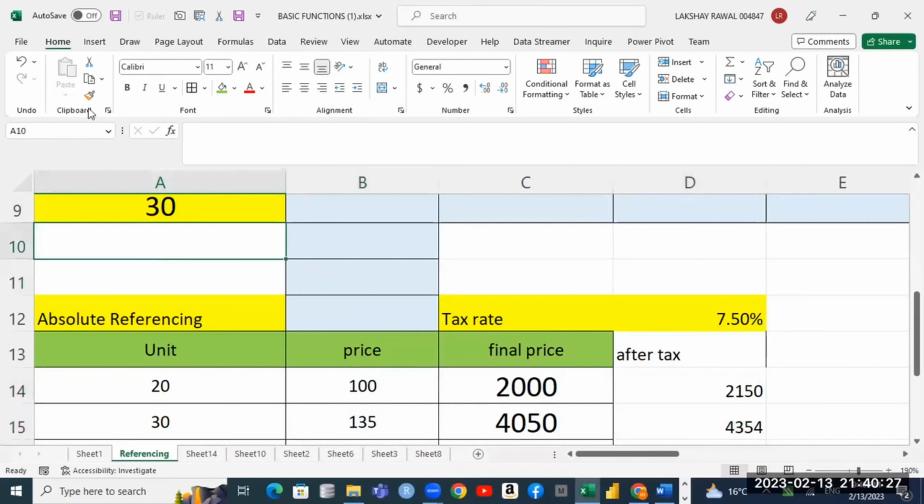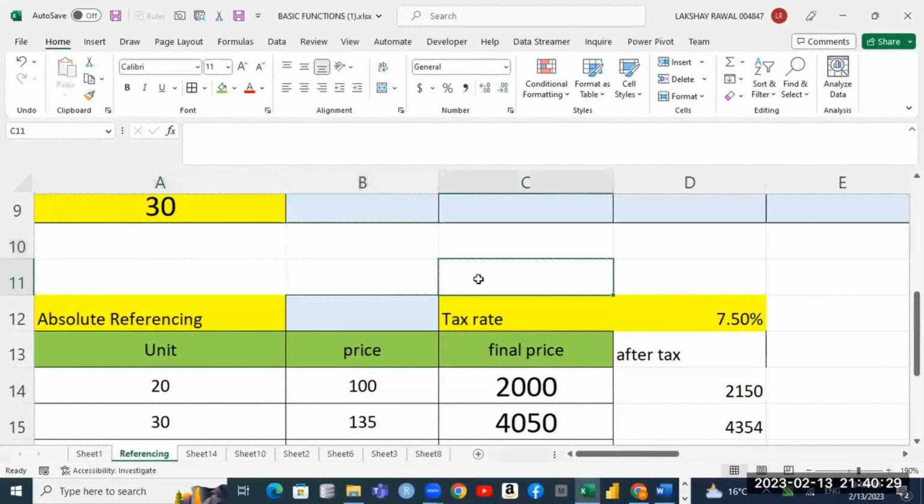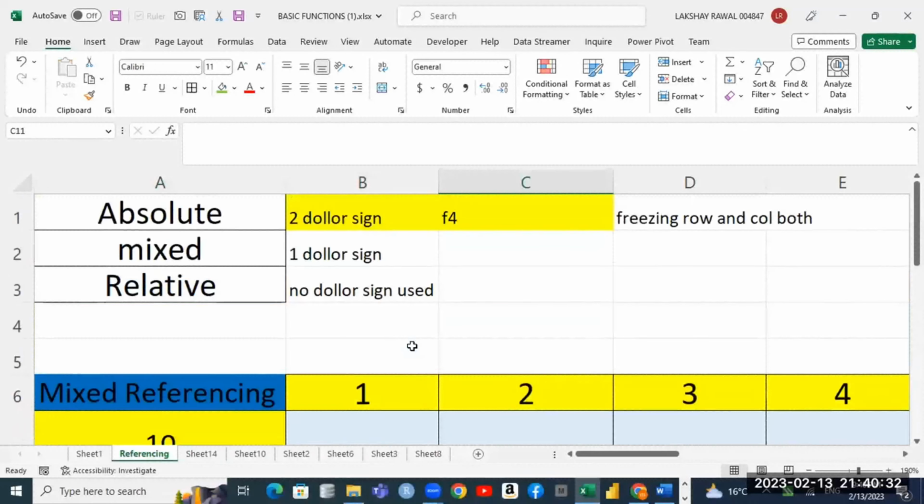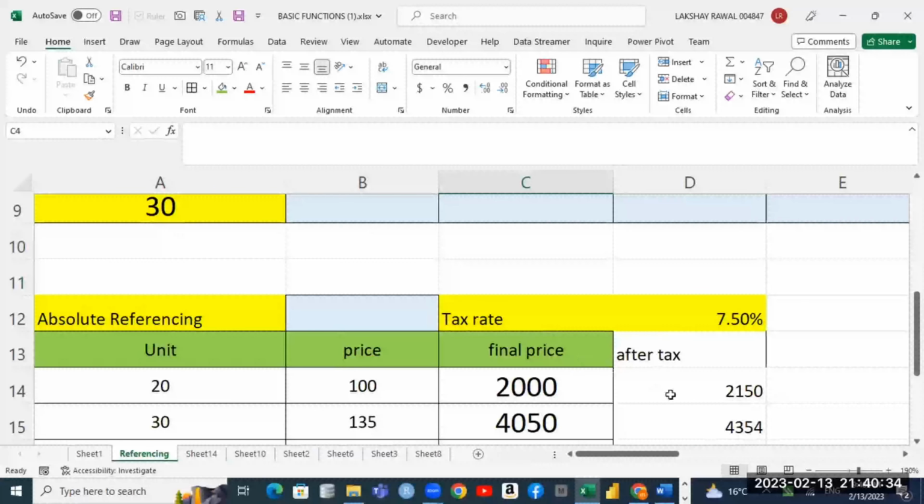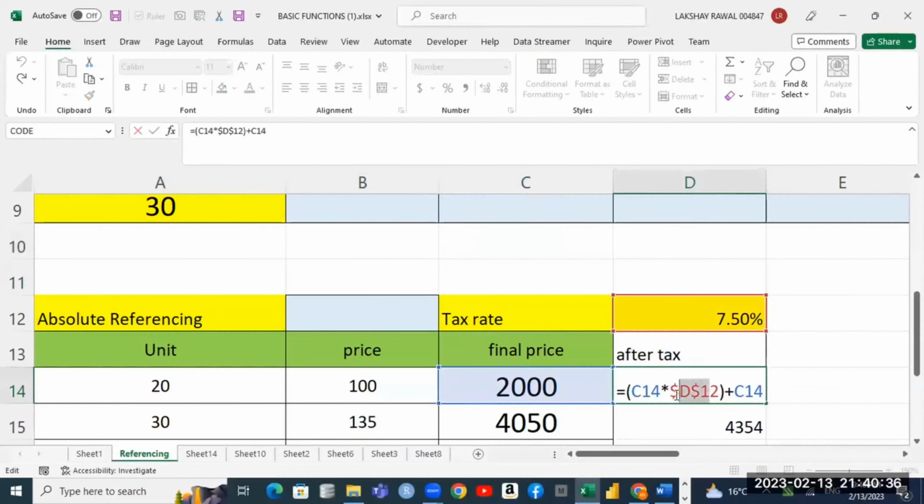Ma'am, how to freeze? There are two ways to freeze. One is the longer method. In the longer method, you first click here with the mouse and press shift with the dollar sign like this. Then you go here, shift with dollar sign. This is the longer method.